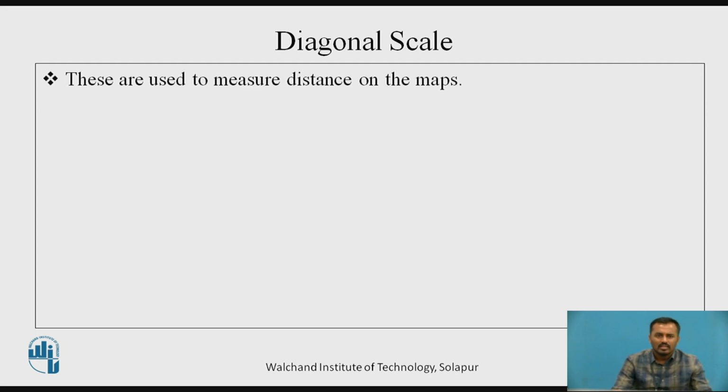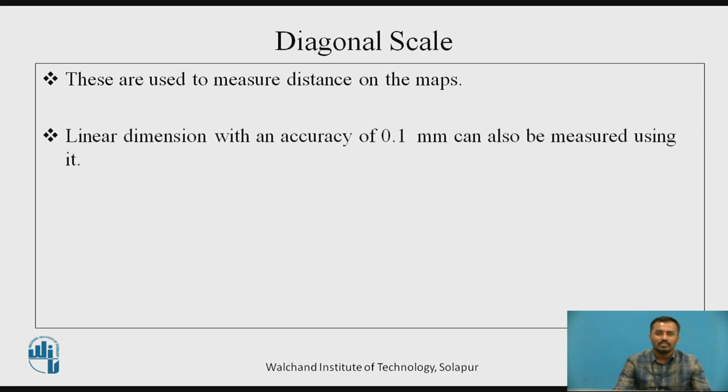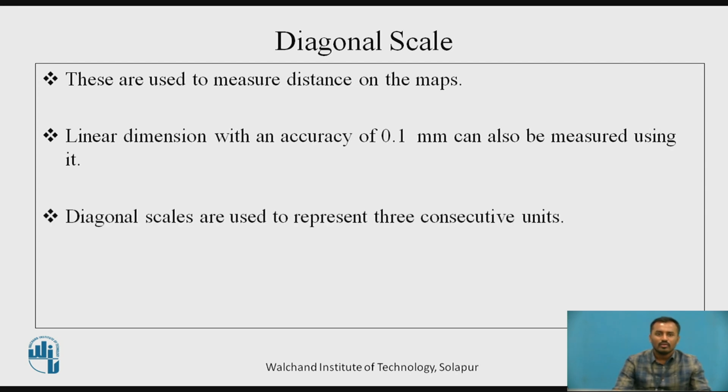These are generally used to measure distances on maps, where assistant town planners or any town planning engineer make extensive use of these diagonal scales. A linear dimension with an accuracy of 0.1 mm can be measured using this diagonal scale. That's why it is most popularly used in engineering, more specifically civil engineering or remote sensing applications. Diagonal scales are used to represent 3 consecutive units, that is a 3-point fraction only, that we have discussed earlier.